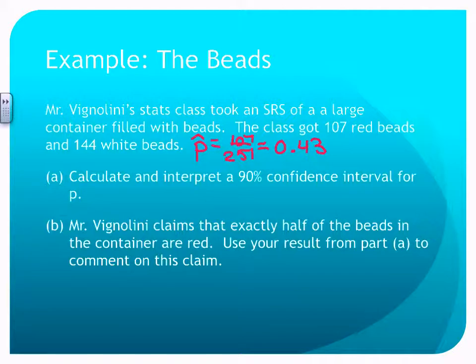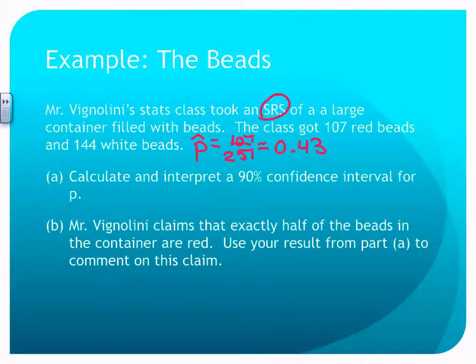So let's check quickly our conditions. It's an SRS, so we're good with random, okay? We can check our 10%. Well, is 107 10% of this large container filled with beads? I'm not really sure how many beads are in this large container, but I think we can just assume that it is within 10%, okay? And then you check your large counts, and it is satisfied, okay? So let's go ahead and calculate and interpret this 90% confidence interval.